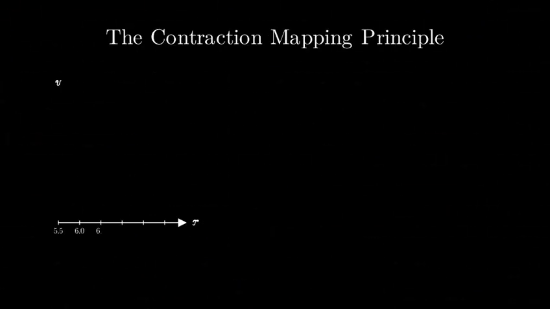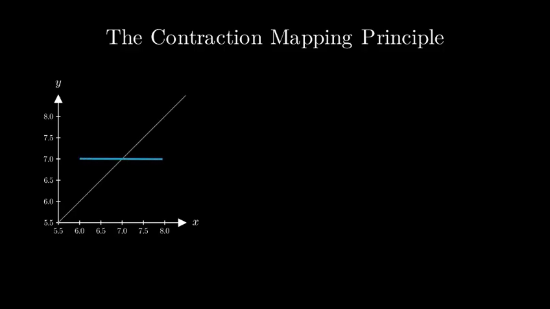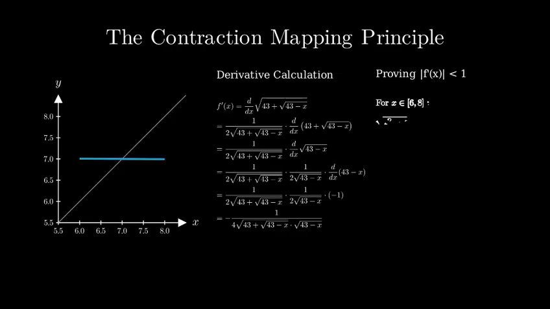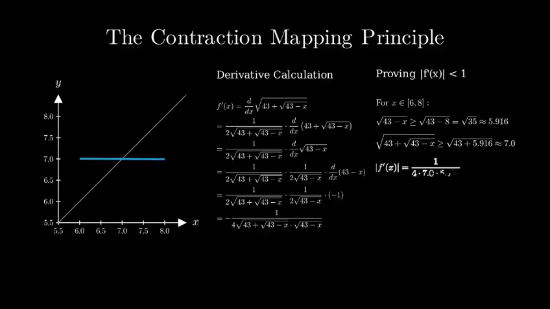Now for the mathematical magic. We'll use the contraction mapping principle, which tells us that if a function pulls points closer together each time it's applied, it eventually converges to a fixed point. To verify this property, we need to find the derivative of our function. After some calculus work, we get this expression for f prime of x. When we analyze this derivative over our range from 6 to 8, we find something remarkable. The absolute value of the derivative is always less than 1 over 168, which is much smaller than 1.